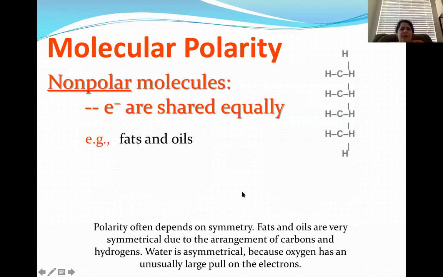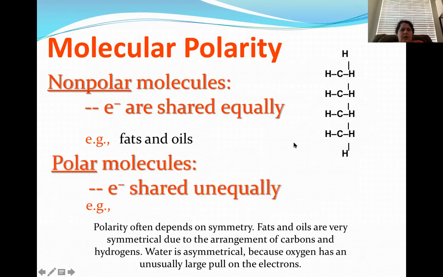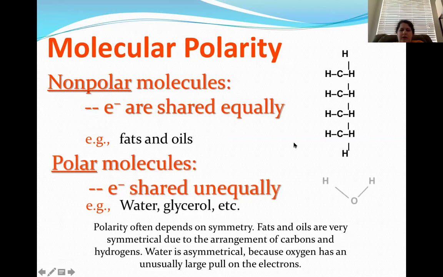All right, so polarity often depends on symmetry. Fats and oils like this are hydrocarbons, very symmetrical. There's nothing that's asymmetrical about this. It's very even, which means there's not going to be any electron concentrations anywhere. It's very smooth. Polar molecules are uneven. We can see that the oxygen here is pulling the electrons towards it and away from the two hydrogens. These are things like water, glycerol, other types of alcohols, or things with an -ol ending. A lot of sugars are examples of polar molecules. Ionic compounds are polar as well.